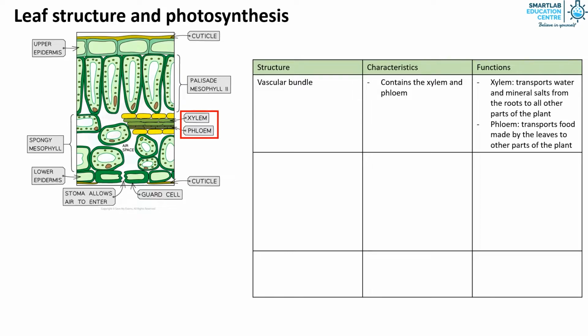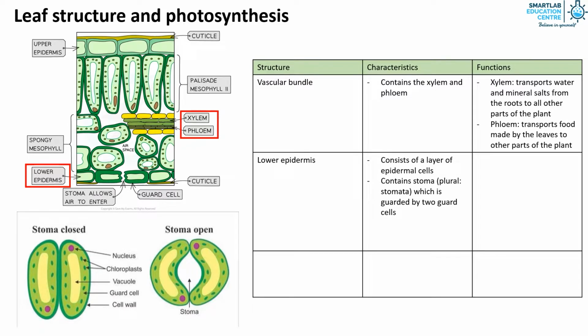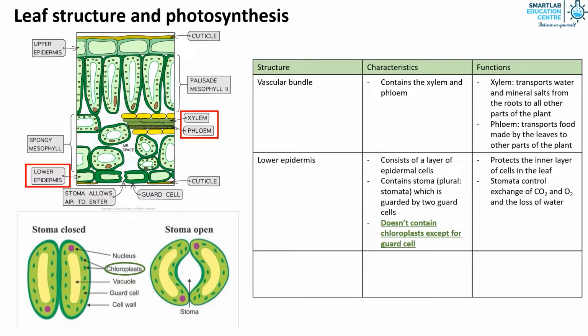The lower epidermis consists of a layer of epidermal cells. It also contains stomata, each guarded by two guard cells. While the lower epidermal cells don't contain chloroplast, the guard cells do contain chloroplast. The lower epidermis protects the inner layer of the cells in the leaf. The stomata found in this layer help control the exchange of carbon dioxide and water, and the loss of water. The presence of chloroplast in the guard cells aids in the opening and closing of the stomata.